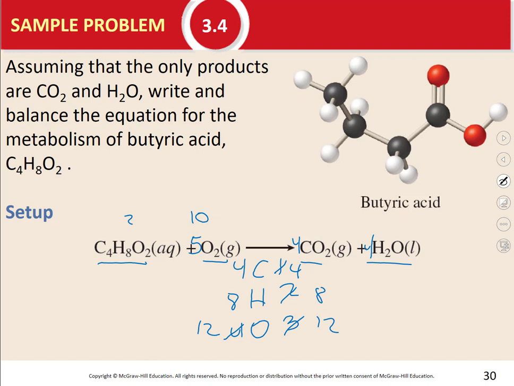Always double check your work and make sure it's still balanced. A common mistake I see here was instead of putting a 5 here, putting a 6, because you said, oh, I need 12, and that's because you forgot that there were still already 2 oxygens here. So even though you needed a total of 12, you only needed 10 more because you already had these 2.